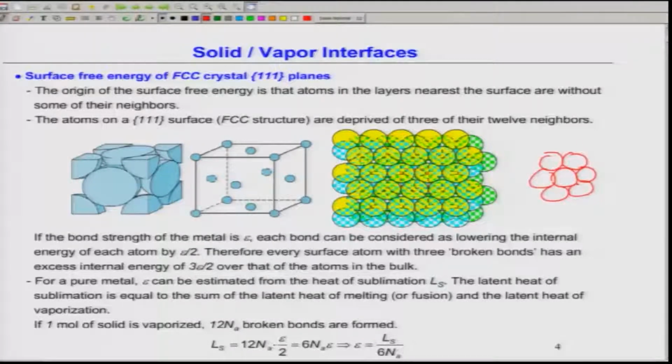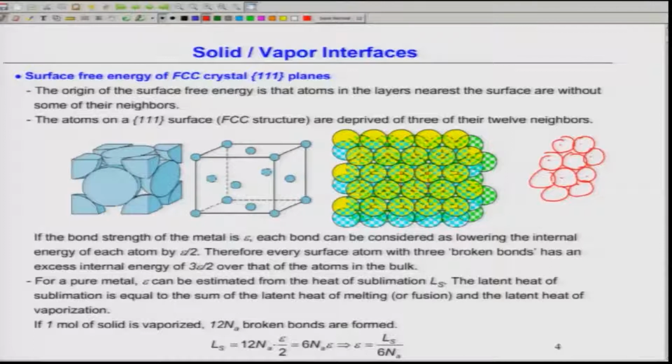Similarly, I can do the same thing here, this atom is surrounded by 1, 2, 3, 4, 5, 6 atoms, right. So, all these atoms will be surrounded by that. Now, if you look carefully in 3-dimensional space, suppose this is the plane of the surface, which is shown here by these yellow colored balls, there are actually 3 neighbors out of 12 absent on the top.